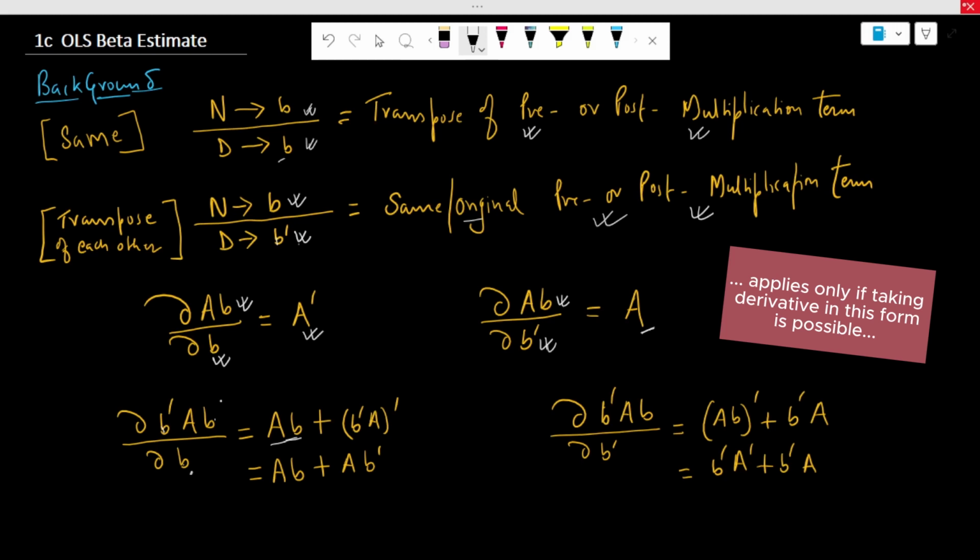So in this case, we take the transpose of the pre-multiplication term, and if we operate it, this is our result. And in a similar fashion, if we take the derivative of beta transpose AB with respect to beta transpose, then we get this result.